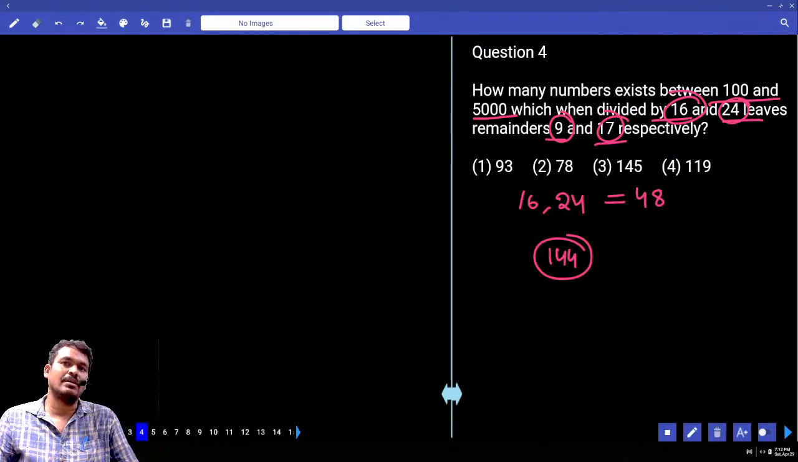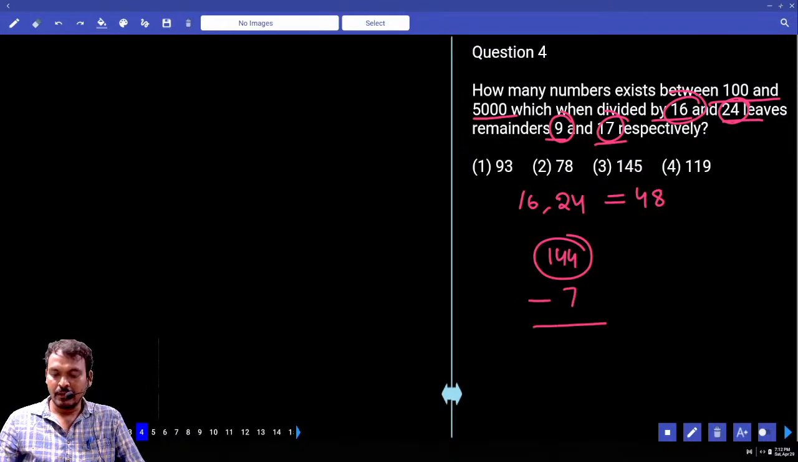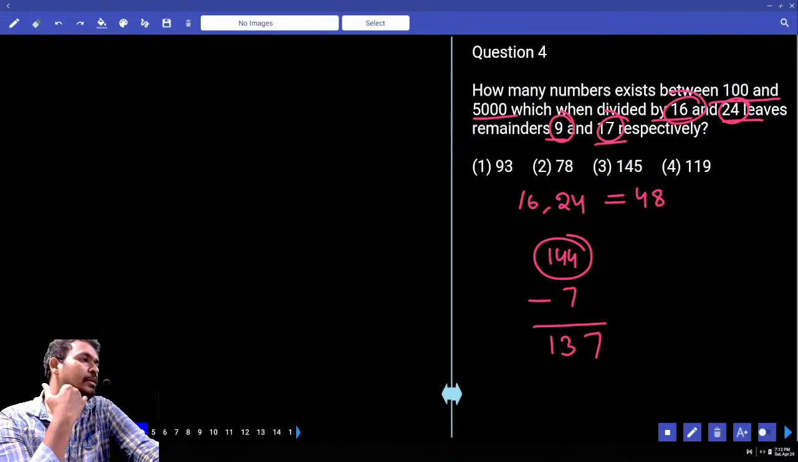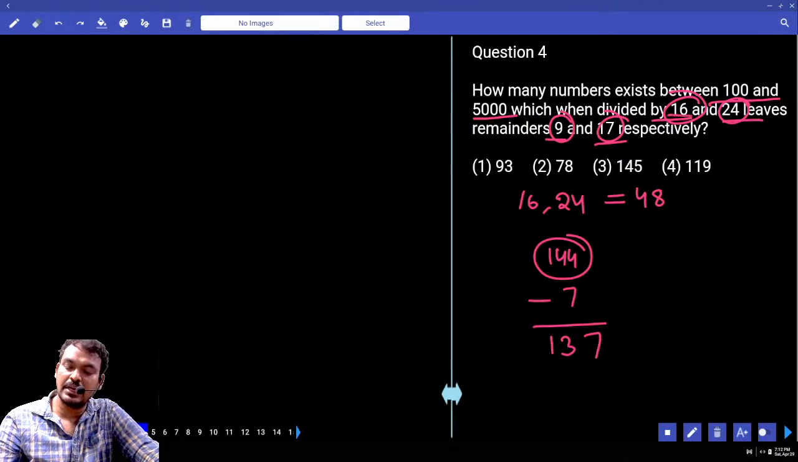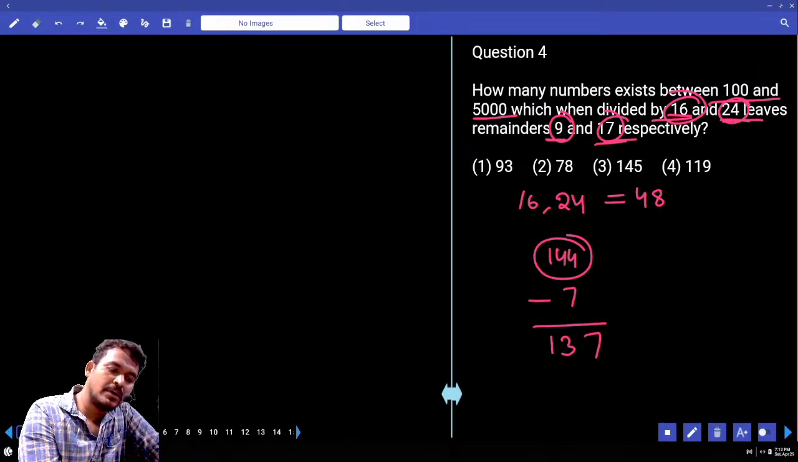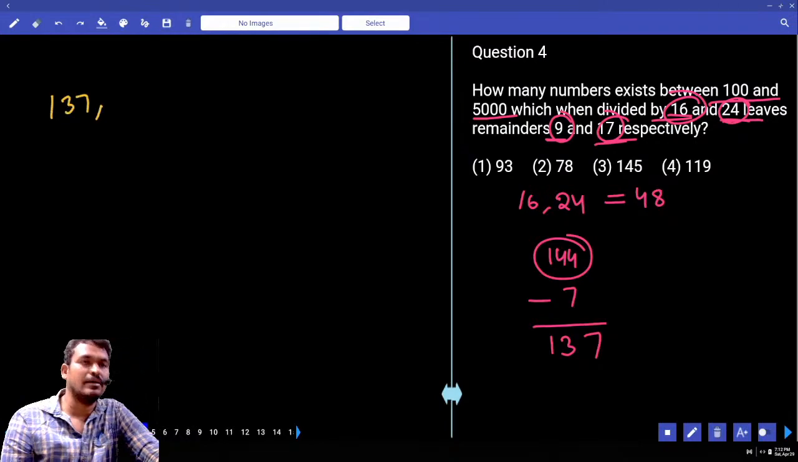If we subtract 7, do we get different remainders or the same remainders? Different remainders. 144 minus 7, how much? 137. Is that 137 after 100 or before 100? After 100. The actual LCM is 144. But what is the common difference between 16 and 9, and 24 and 17? 7 difference, sir. If we add 7, it is exactly divisible. If we subtract 7, we get different remainders, sir. Means what is the first number we write? 137.